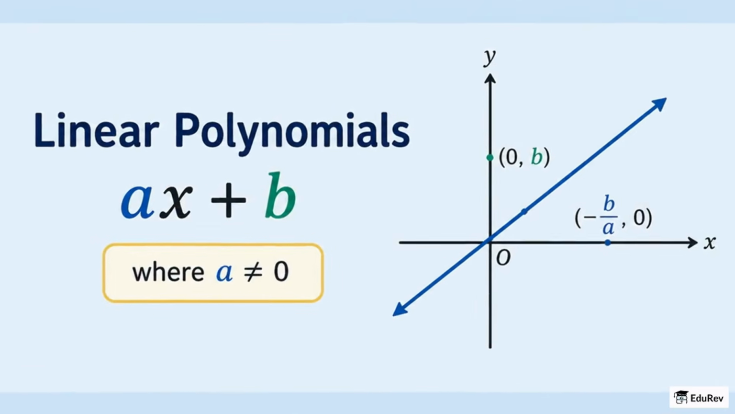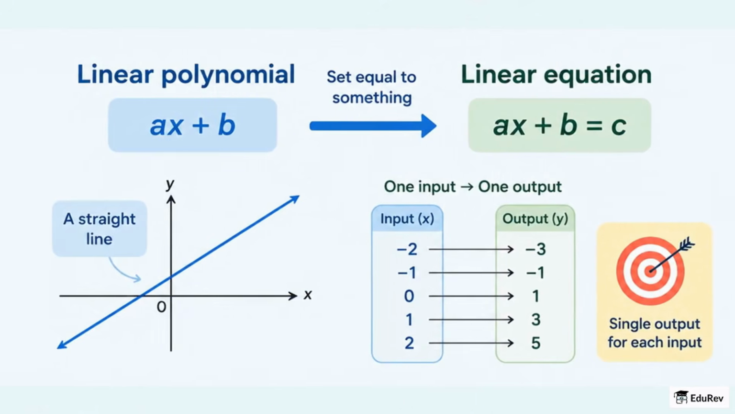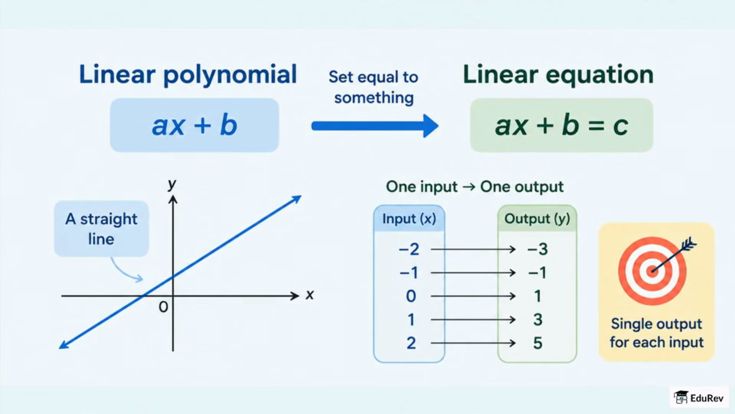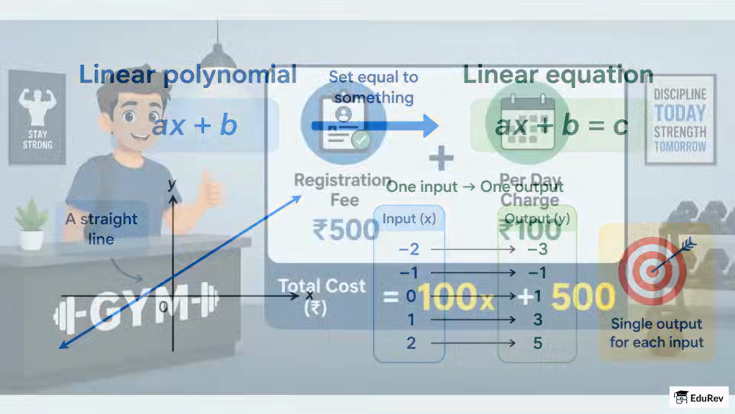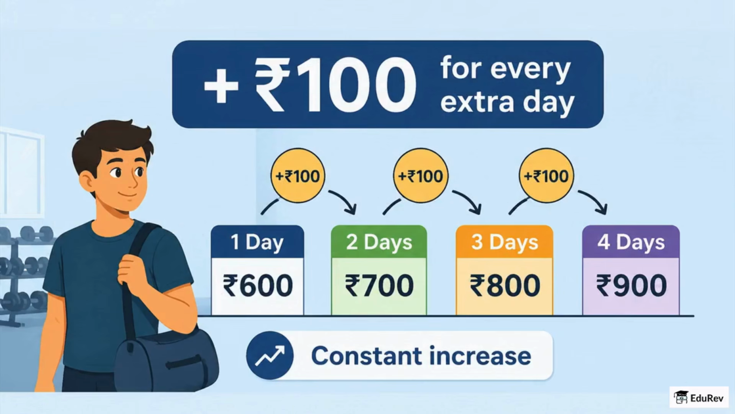Now let us look at linear polynomials, which are expressions of the form ax plus b with a not equal to 0. Linear polynomials become linear equations when we set them equal to something, and they give a single output for each input. A simple gym example. Registration fee 500 rupees and 100 rupees per day gives total y equals 100x plus 500. The amount increases by a constant 100 rupees for every extra day, showing constant difference.